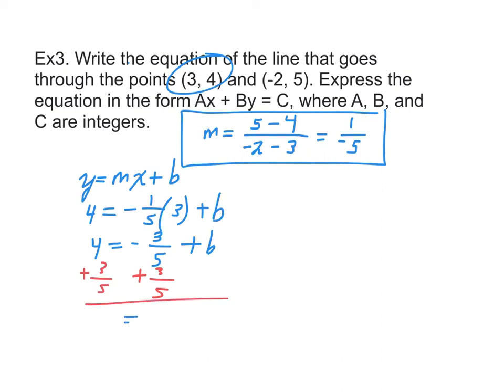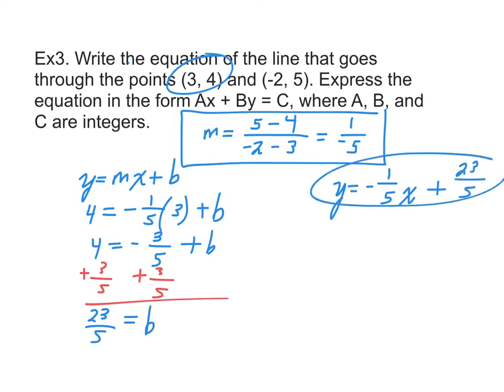4 plus 3/5 is the same as 20/5 plus 3/5, or 23/5. Here I was just getting a common denominator. This is the answer to the problem. y equals -1/5 x plus 23/5. But that's in slope-intercept form. I want to go ahead and take it a couple steps further and put it in standard form.